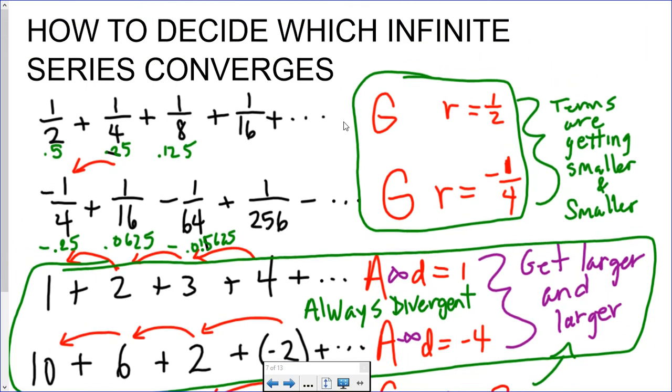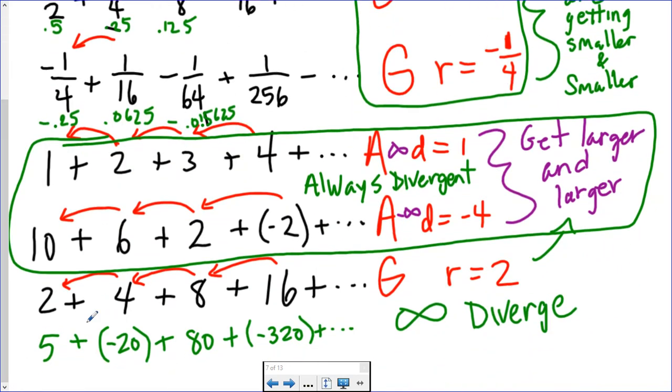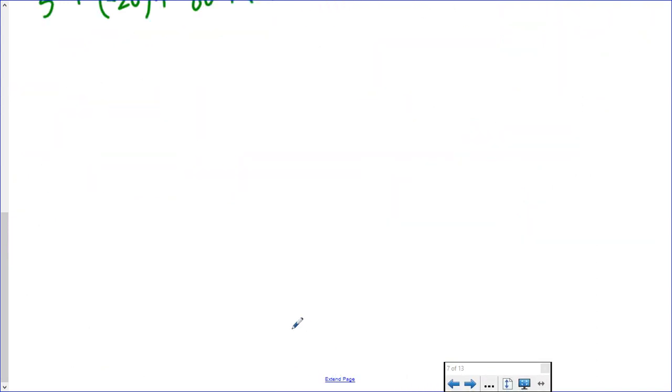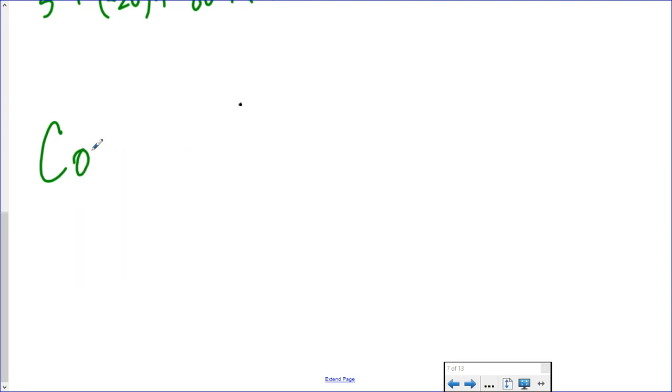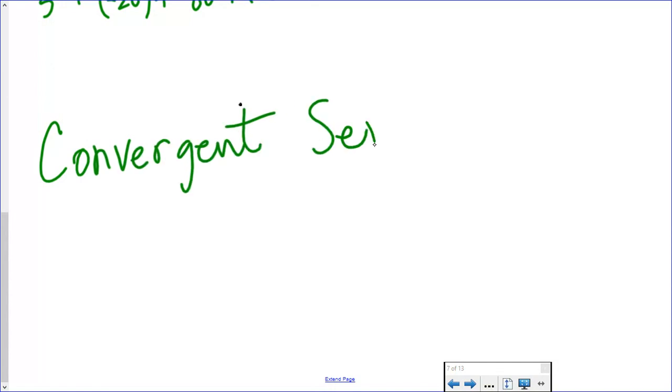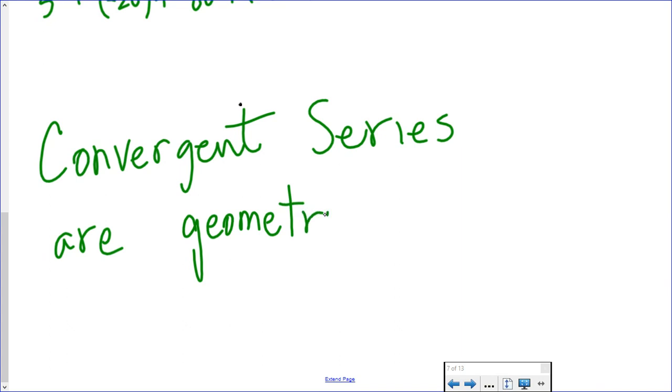Well, the conclusion is that the only types of convergent series, see if I can move everything out of the way. Okay. So a convergent series are geometric because, again, with arithmetic, the terms just keep getting either larger positive or very large negative, so they wouldn't add up to anything.